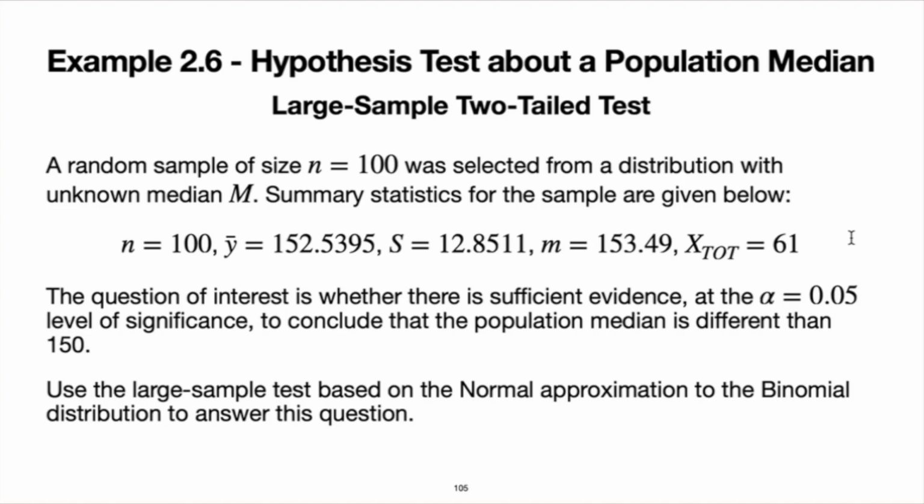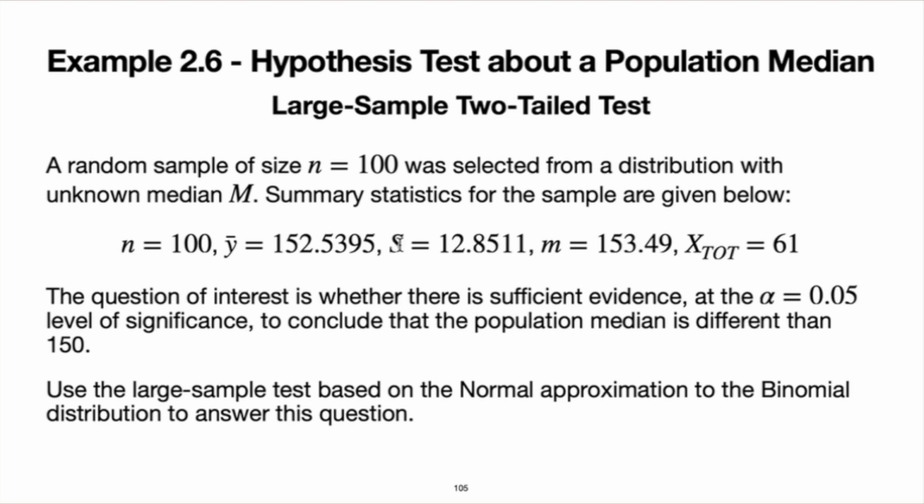So we've got a random sample of size n equal to 100. It's been selected from a distribution with unknown median, capital M. Summary statistics for the sample are given next. So we've got n equal to 100. The mean of the sample is 152.5395.